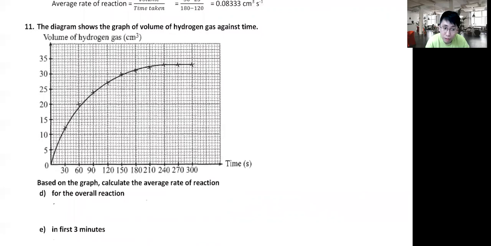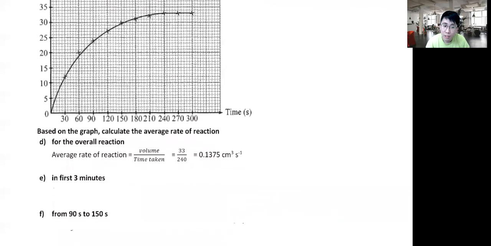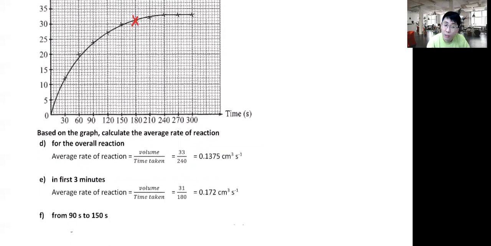For this, you can see overall, again, find the maximum volume and the time where you stop. When you see the word overall, it means maximum volume and the time where you stop. So maximum volume around 33, that's the volume for the gas collected, and you stop around this point. That's the time at 240 seconds. So 33 over 240. First 3 minutes is 180 seconds, which is here, around 31 over 180.